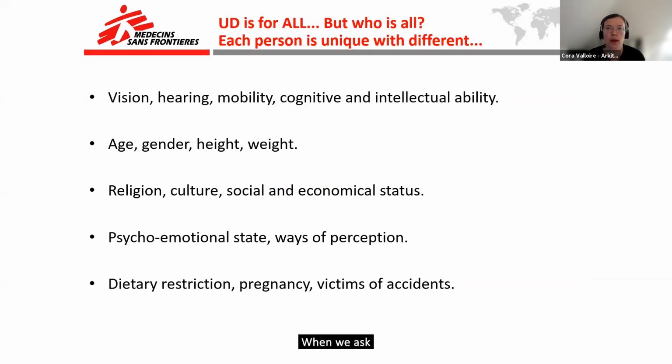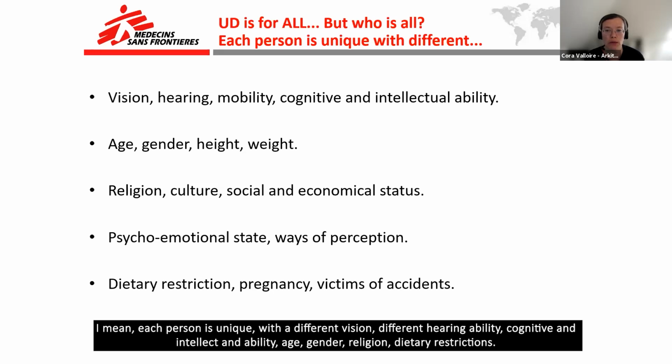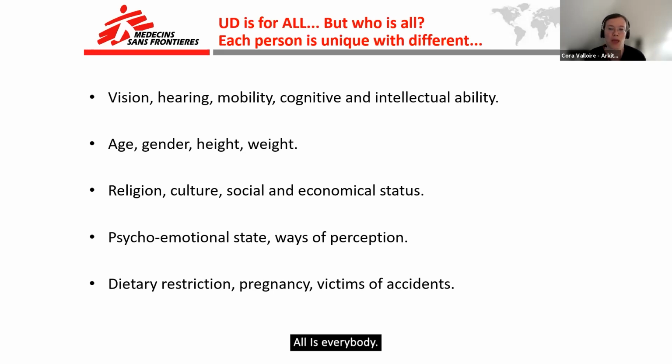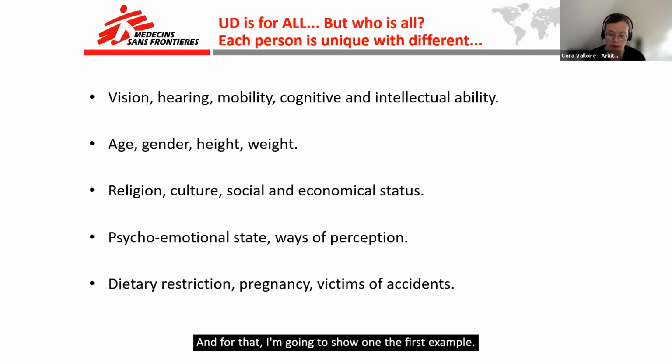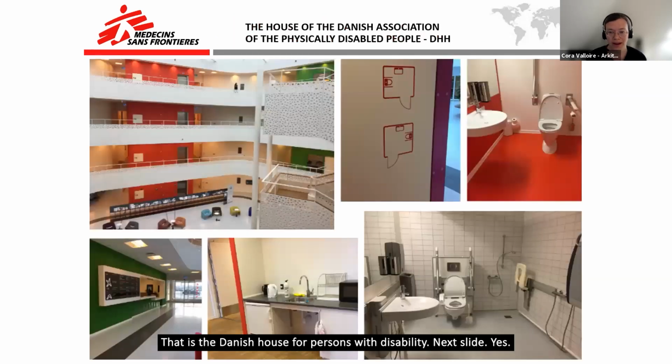When we say universal design is for all, who is all? Each person is unique, with different vision, hearing, mobility, cognitive and intellectual ability, age, gender, religion, dietary restrictions. All is everybody. And for that, I'm going to show the first example, which is in Danish, called Dansk Handicaphus, the Danish house. Next slide, yes. The Danish house for persons with a disability.